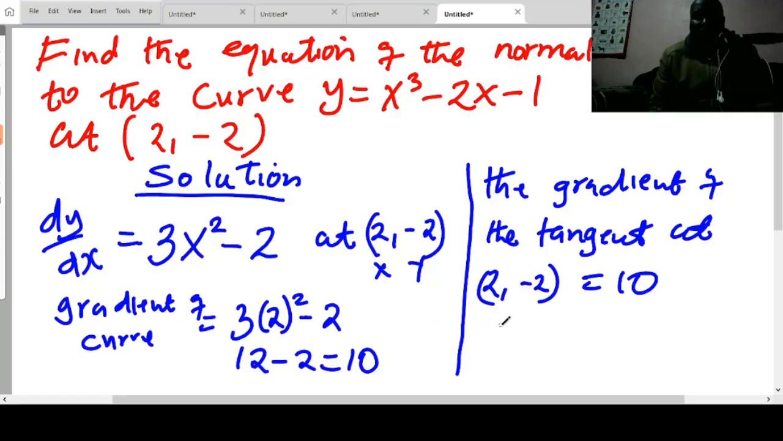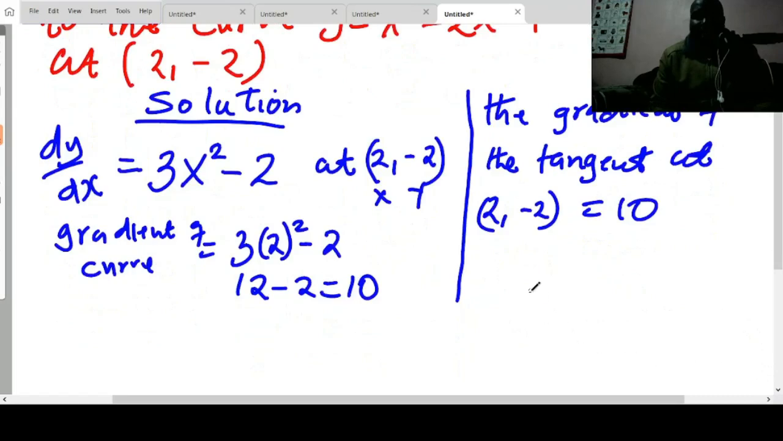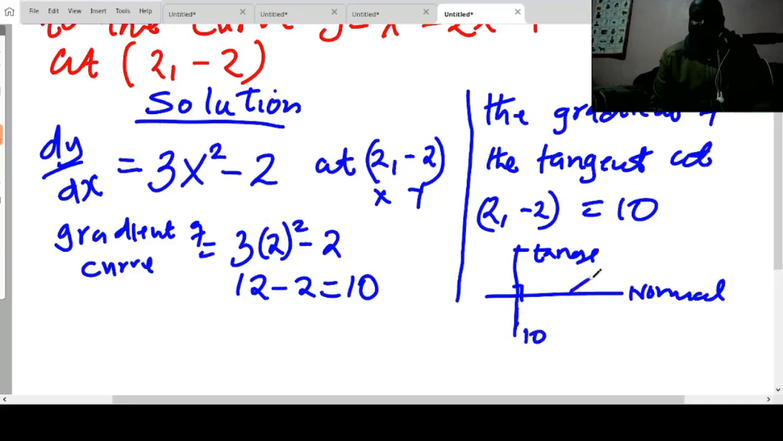So since now we know that the normal and the tangent are perpendicular, if this is the tangent, then the normal is this way. This will be the normal. So if we know the gradient of this line is 10, then the gradient of this one should be -1/10. Now that is the relationship we are talking about. So the gradient of the normal is -1/10.